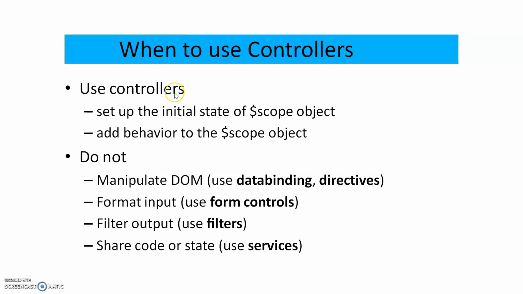When to use the controller: when we are going to set up the initial state of the scope object, as we have initialized 10 in the previous program. And when you want to add behavior to the scope object, meaning when you have to specify the function and what should happen after that event occurs, at that time use the controller, which will modify the view. And when not to use: don't use controller to manipulate the DOM.